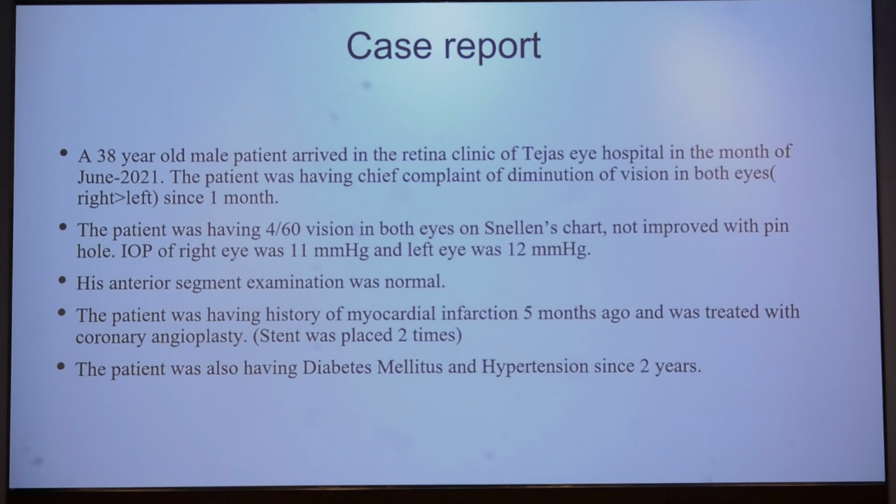June 2021. The patient had a chief complaint of diminution of vision in both eyes, right more than left, since 1 month. But actually the vision was the same in both eyes. It was 6/60 on Snellen's chart, not improved with pinhole. Intraocular pressure of the right eye was 11 mmHg and the left eye was 12 mmHg. Anterior segment examination including the pupillary reaction was normal. The patient had a history of myocardial infarction 5 months ago and was treated with coronary angioplasty. The patient also had diabetes and hypertension for 2 years.